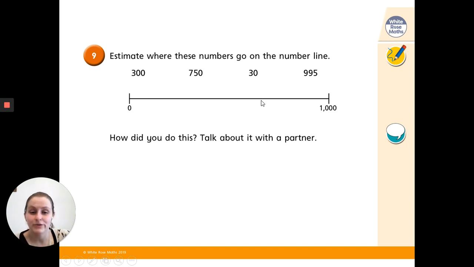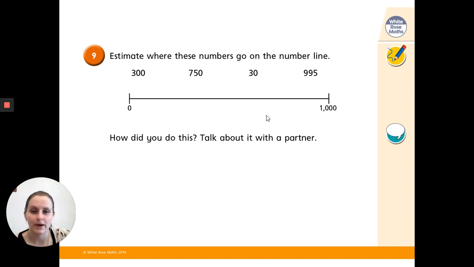Now, again, I would use the same method that I talked about earlier. I'd mark on halfway. Now, I know halfway between 0 and 1,000 would be 500. So about here would be 500. So then I'd think, right, where would 300 be in relation to my 500? Where would 750 be? Now 30, think about it, it's a really, really small number compared to what scale we're looking at. And 995 is really close to this number, so think carefully about where you're going to place that one as well.